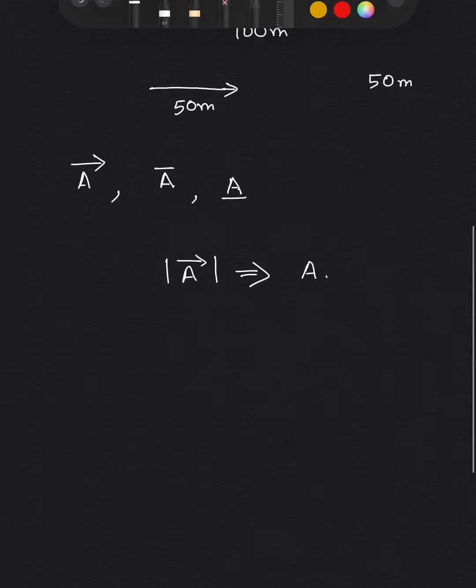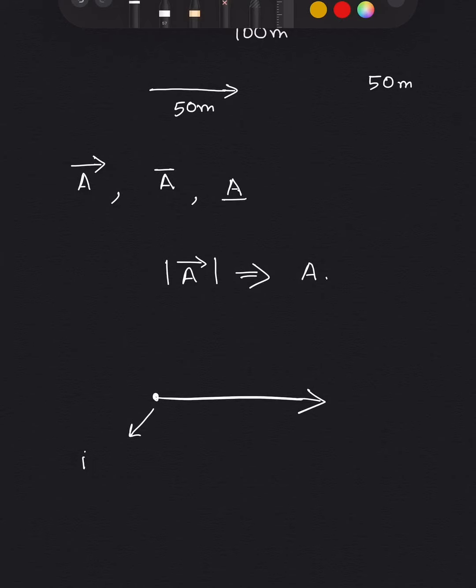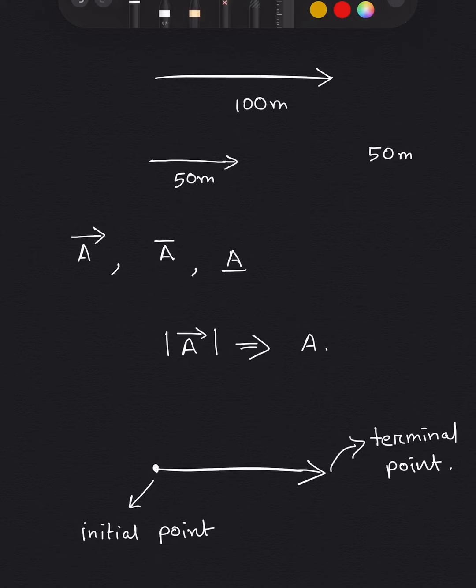Now a vector has 2 points. This is called the initial point and the frontal part is called the terminal point. So in this way you can represent a vector quantity geometrically.